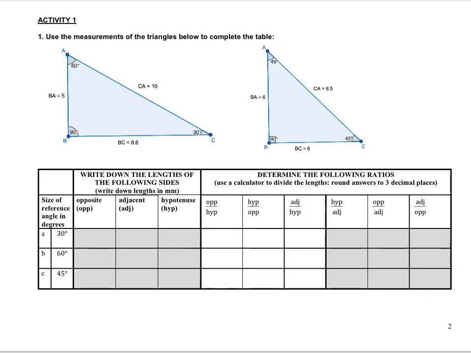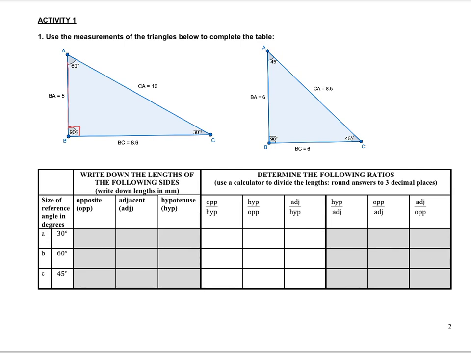In activity 1, what I want you to look at is there are two triangles drawn there. The first triangle, triangle ABC, has B as your 90-degree angle, and then we've got lengths. It doesn't matter about the units of these. We'll talk later about the similarity aspect of trigonometry. Don't worry too much about units now, but this length AB is 5, AC is 10, and BC is 8.6.